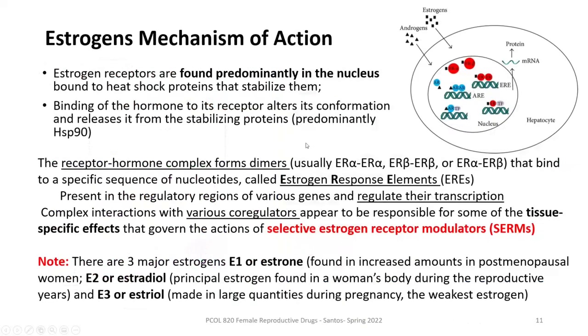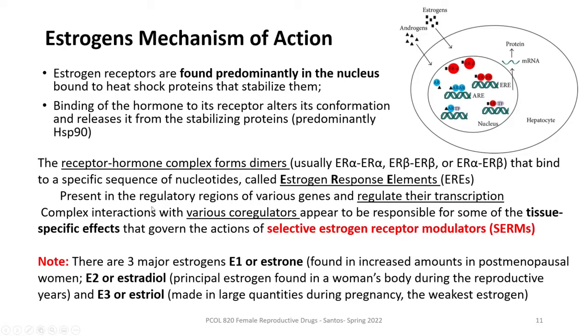Okay, so how do the estrogens have their mechanism of action? Estrogens are hormones, so they are lipophilic. They are capable of crossing the membrane of the target tissue, going into the cytoplasm, and translocating into the nucleus to bind to their receptors inside the nucleus of the target cell. Here it is showing the hepatocyte.